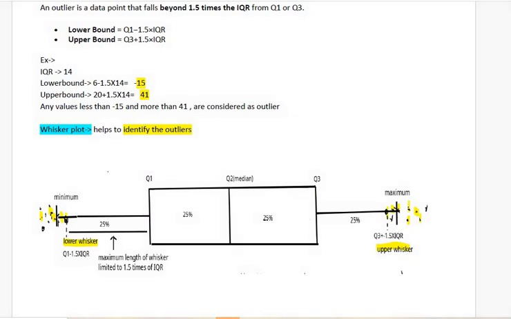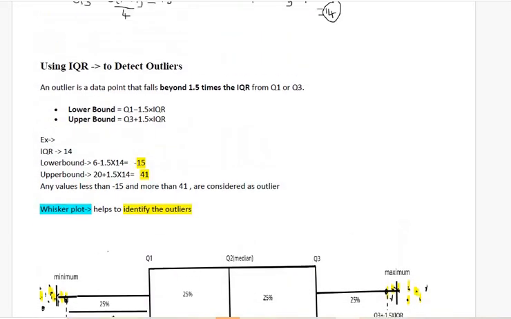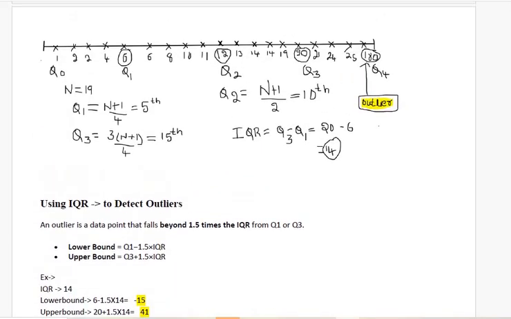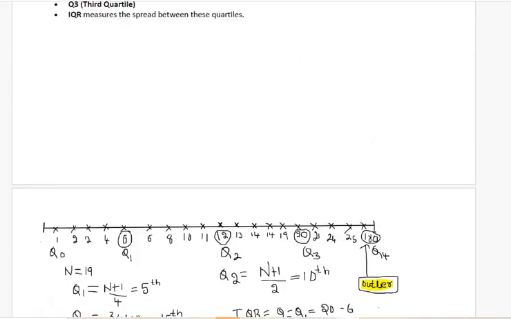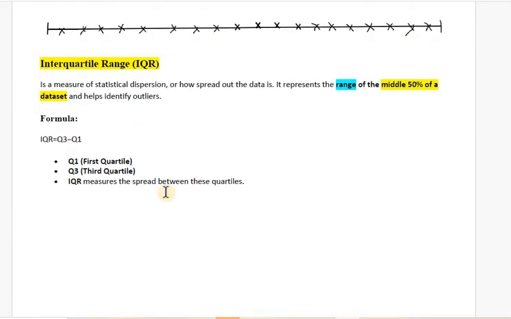Why we want Q3 and Q1, we will see. Mainly to detect the outliers. Firstly, we will see how to calculate the IQR: Q3 minus Q1. Before, we have seen how to calculate Q1 and Q3, and then we will calculate the IQR. IQR measures the spread between the quartiles.